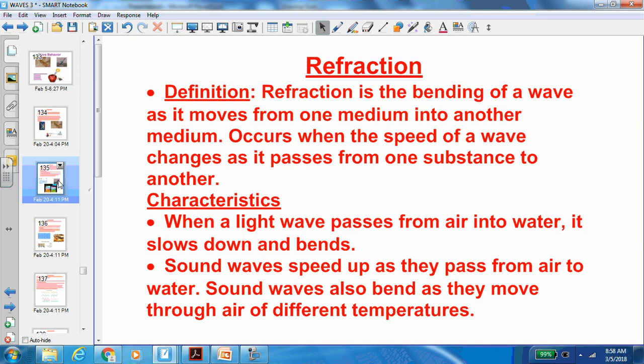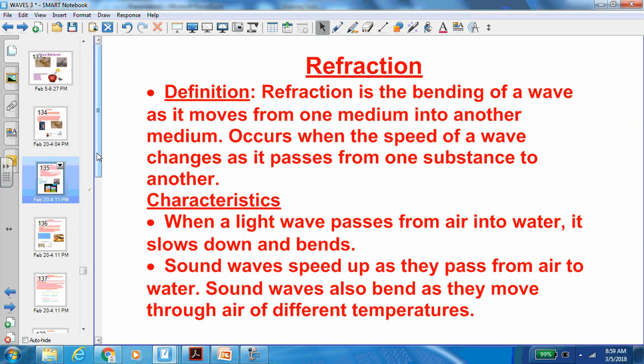So whenever these waves are moving through different mediums, moving from one medium into another, their speed is going to change, and that's what causes refraction to occur. And when refraction occurs, it makes things seem as what they really aren't. So if something may look a certain way, but actually because the waves are refracted, it really doesn't look that way. And we're going to look at a picture in just a moment to kind of clarify that.